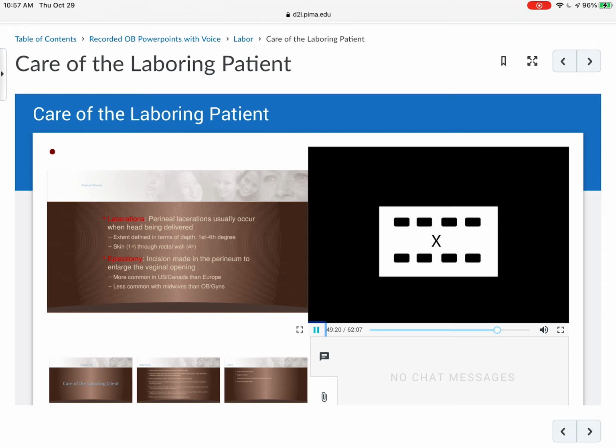Now, the extent of an episiotomy or laceration can go from a first degree to a fourth degree. The first degree is just a little bit of skin, but if they go all the way through the rectal wall, that's the fourth degree, and that is a major one. That takes almost as long to repair as a C-section. We kind of call it a vaginal C-section.